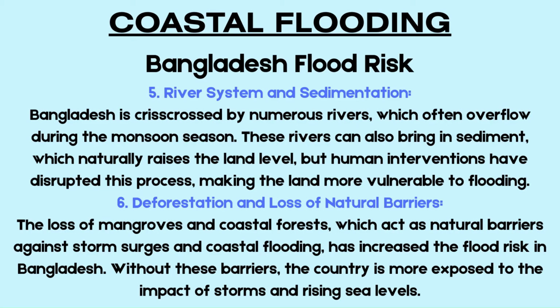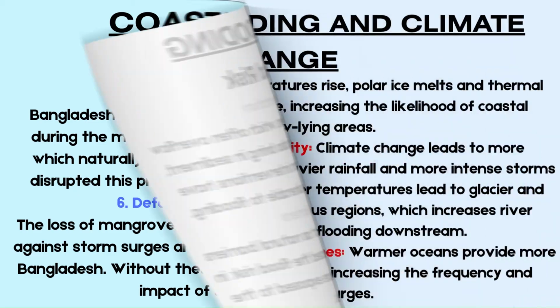Finally, deforestation and the loss of natural barriers increases risk in Bangladesh. The loss of mangroves and coastal forests, which act as natural barriers against storm surges and coastal flooding, has increased the flood risk. Without these barriers, the country is more exposed to the impact of storms and rising sea levels.